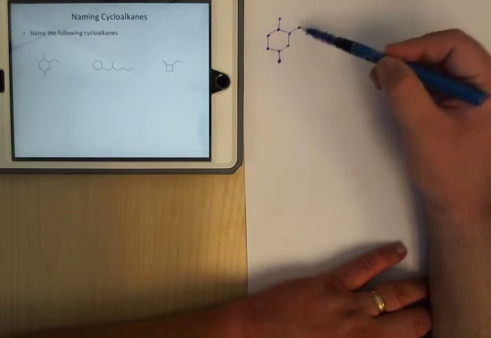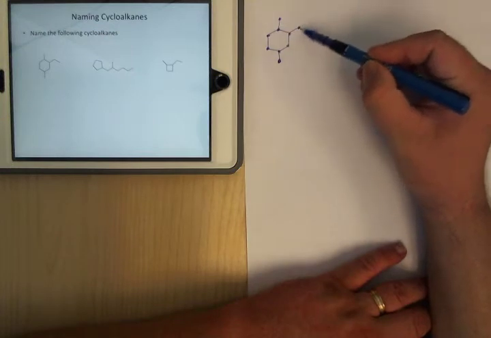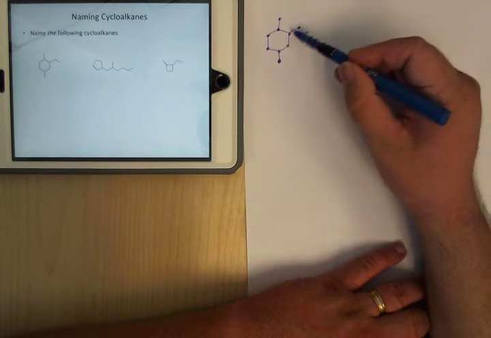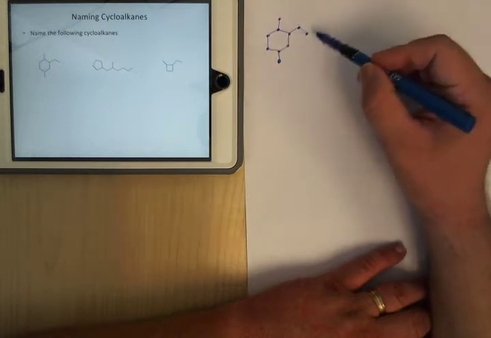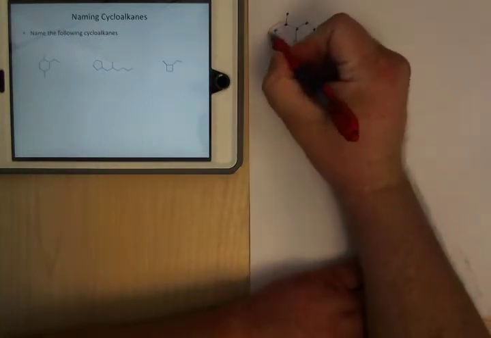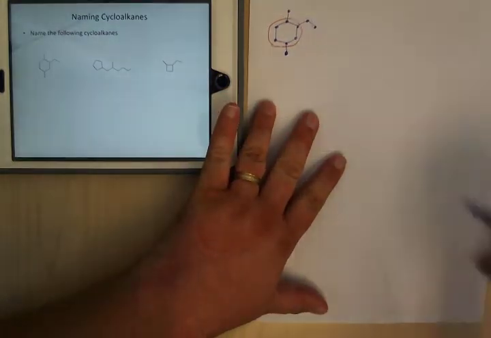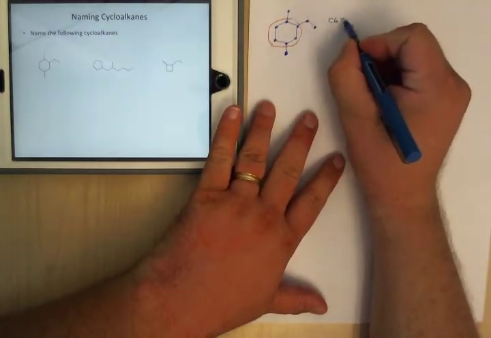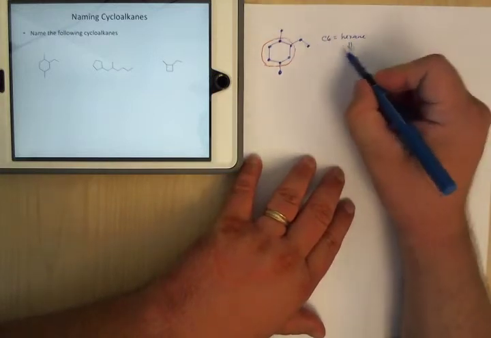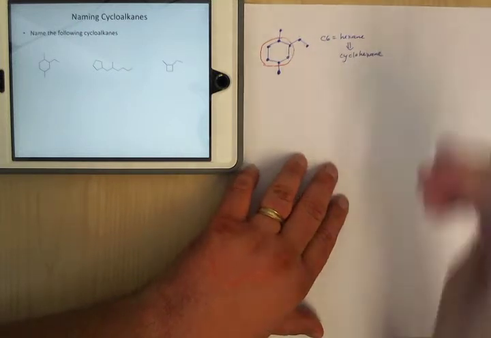Now you either do the ring or you do the side chain. You don't do both. You don't go 1, 2, 3, 4 going from the straight chain into the ring. It's either one or the other. So the ring right here is going to be our main chain. These are the carbons of the main chain, so it's six carbons long. That would be hexane, however, since it's a cyclo group, since it's a ring, it'd be a cyclohexane.